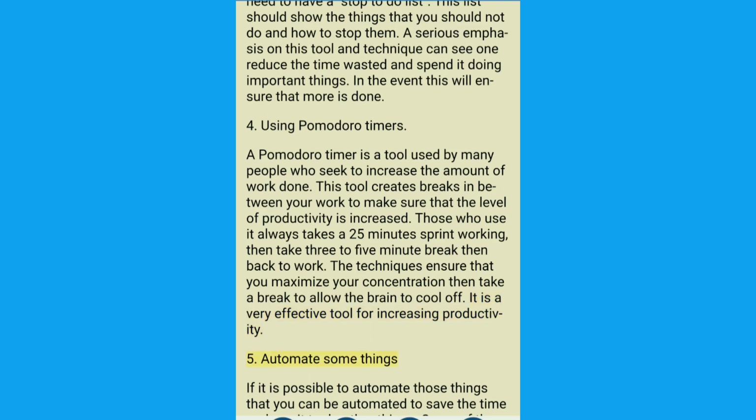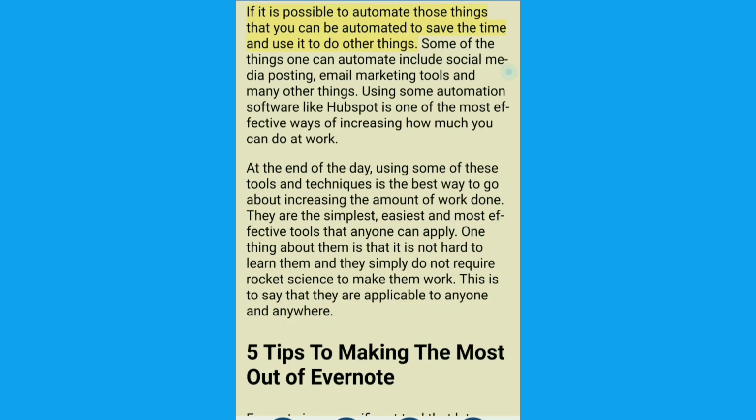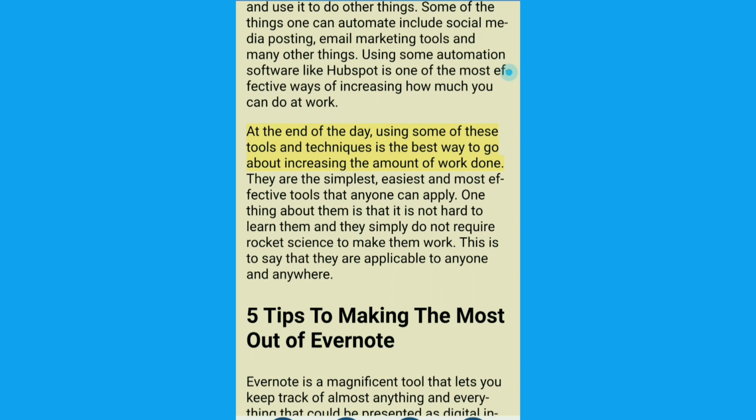4. Using Pomodoro timers. A Pomodoro timer is a tool used by many people who seek to increase the amount of work done. This tool creates breaks in between your work to make sure that the level of productivity is increased. Those who use it always take a 25 minute sprint working, then take a 3 to 5 minute break, then go back to work. The technique ensures that you maximize your concentration, then take a break to allow the brain to cool off. It is a very effective tool for increasing productivity.